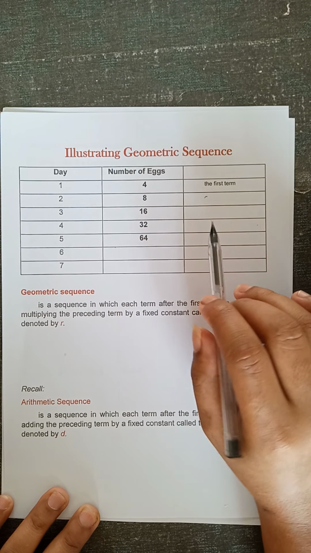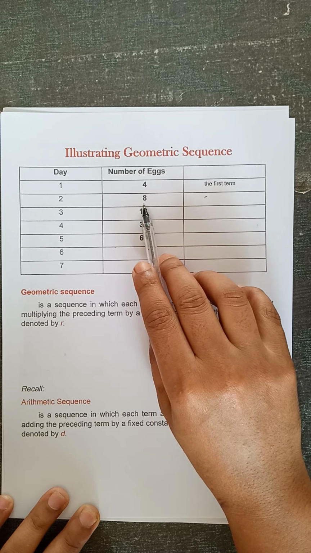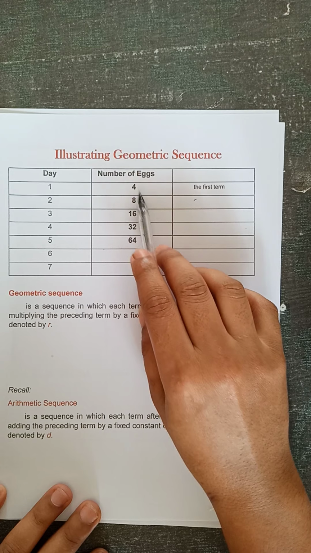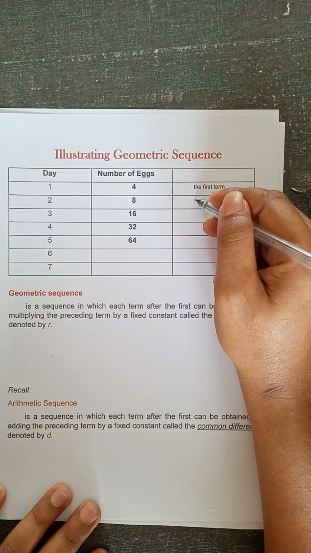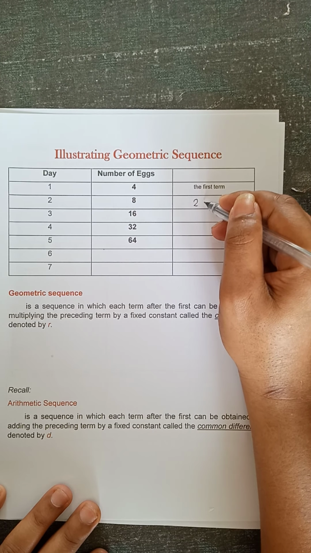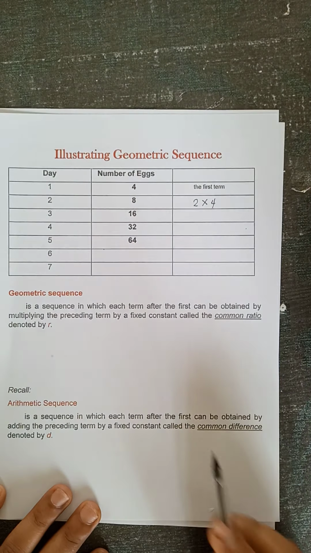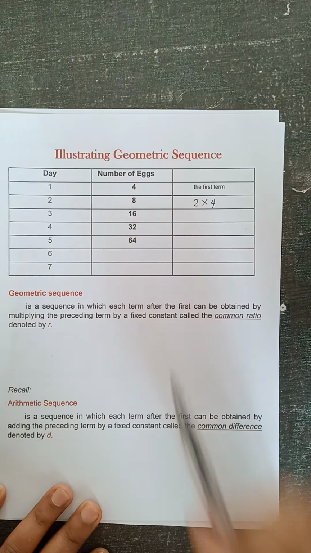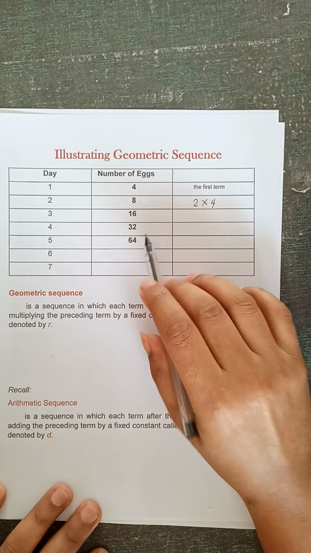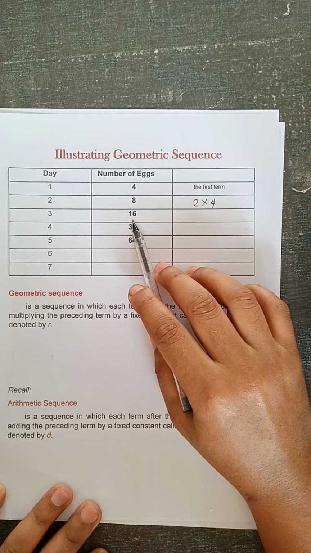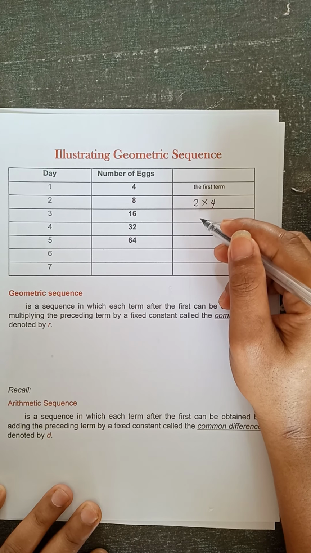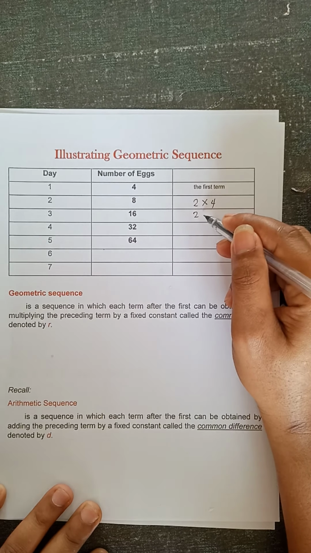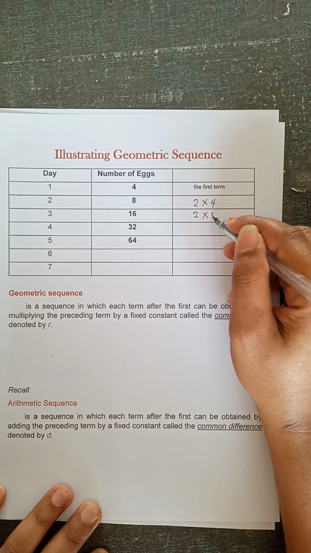And we can say also that the second number, which is 8, is twice the first term, or the first number. So we have 8 twice as 4. And again, looking at the third number, we can obtain 16 by multiplying the preceding number, which is 8, by 2.